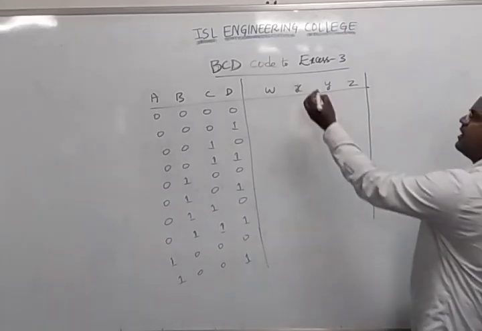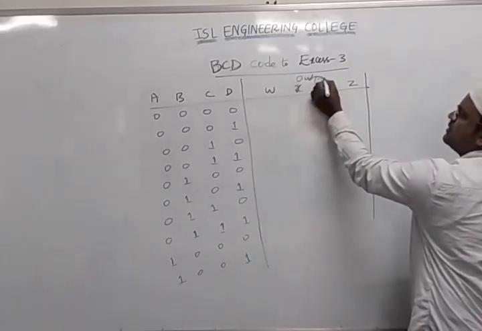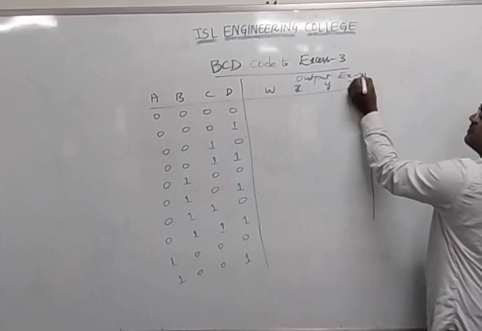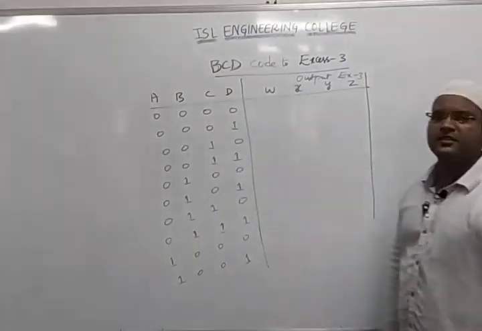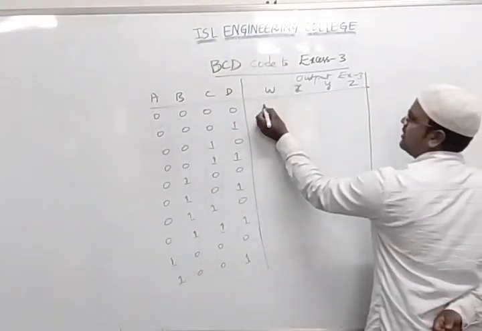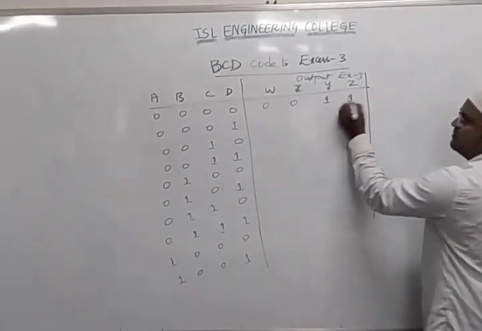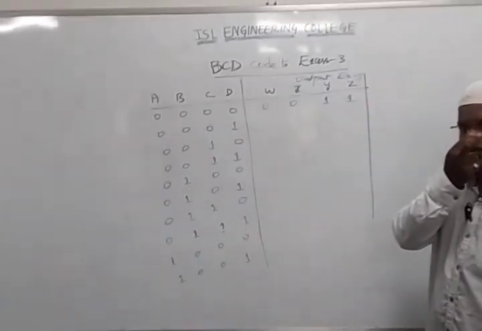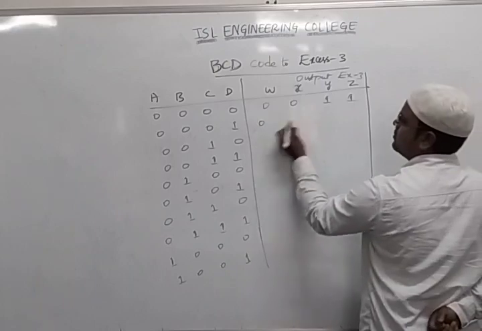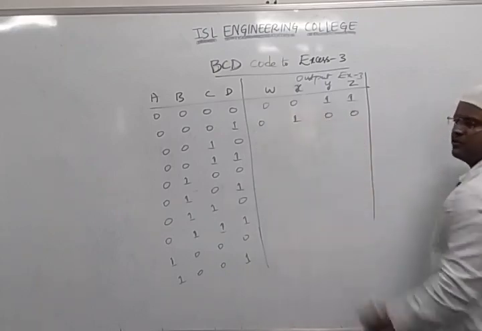In which conversion are we writing? What is the output here? Output is in Excess-3 format. So Excess-3 means whatever digit is there, we need to add plus 3. So likewise, which digit is this? 0. 0 plus 3 is 3 only. So I can write 0011. Next, this is 1. 1 plus 3 is 4. So how do we write 4? 0100. This is 4.